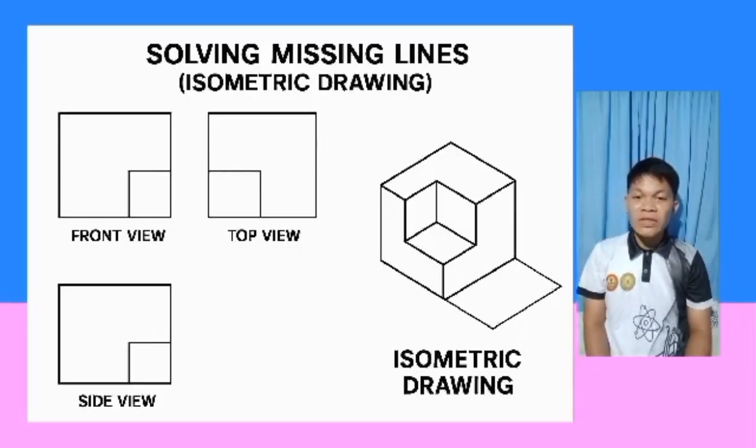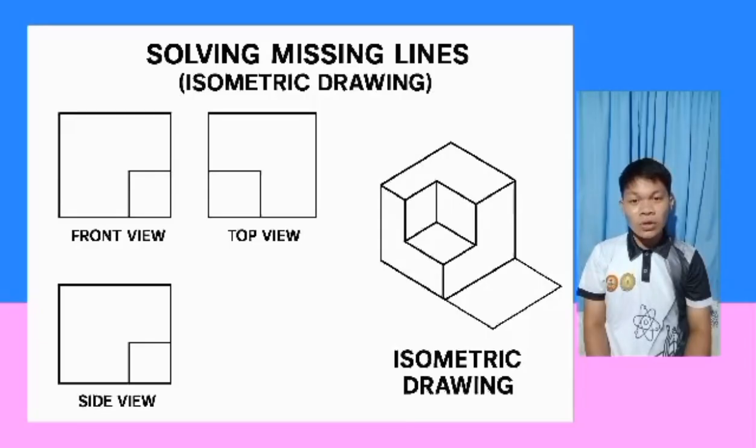Okay, so this scenario or image shows how to find the missing lines of a shape using its front, top, and side views. Each view gives us clues about the shape's height, width, and depth. By putting the three views together, we can see the parts that are hidden or not shown.